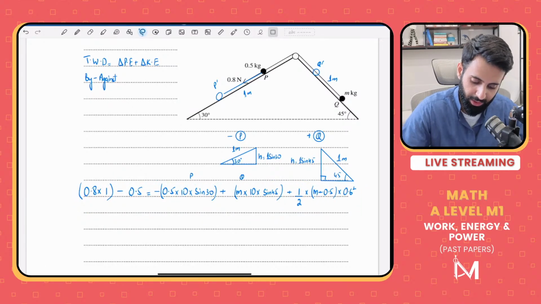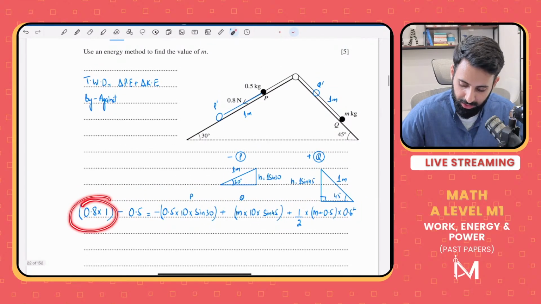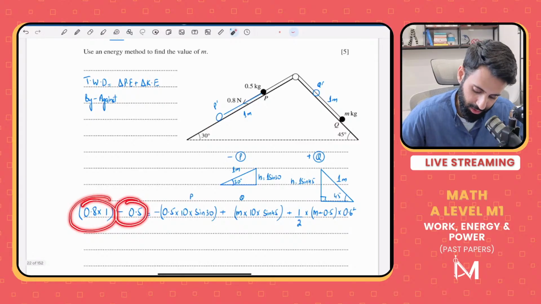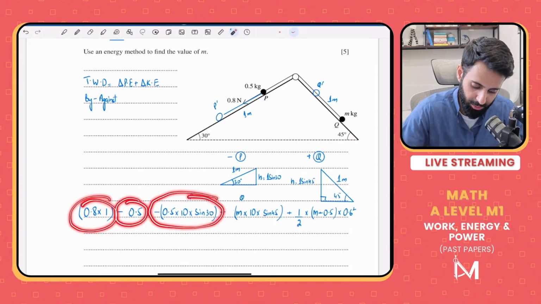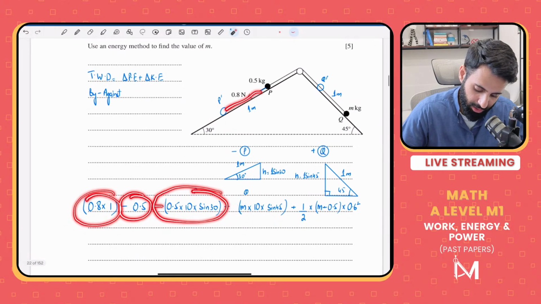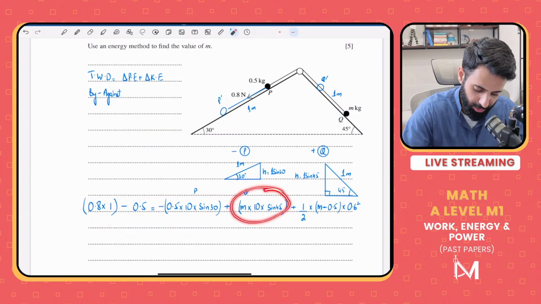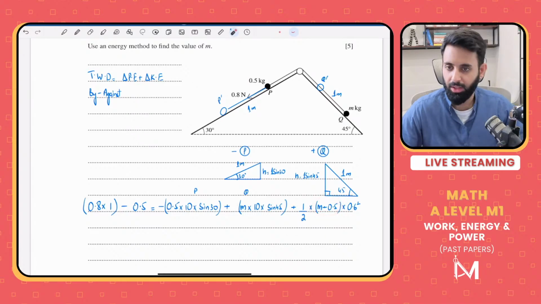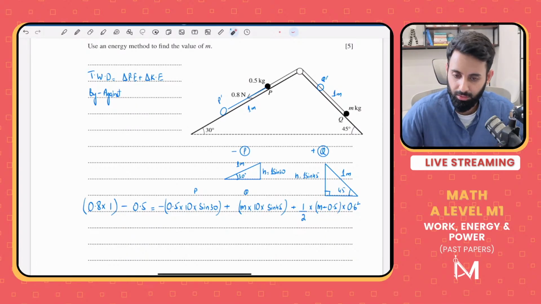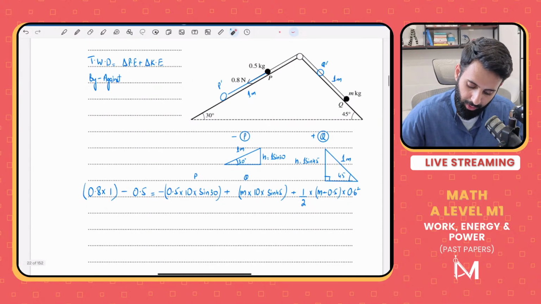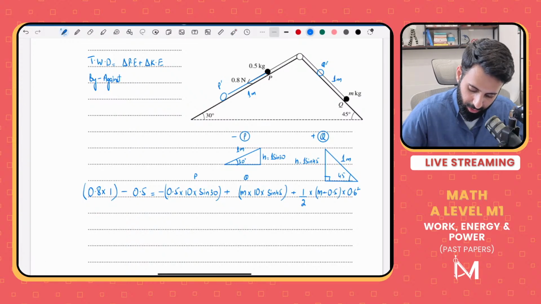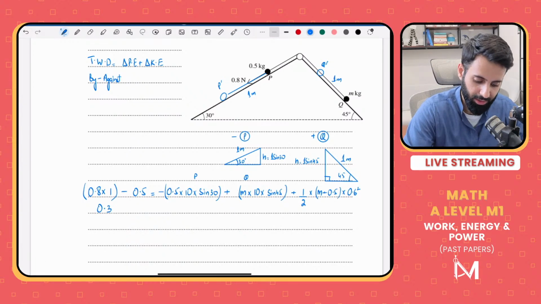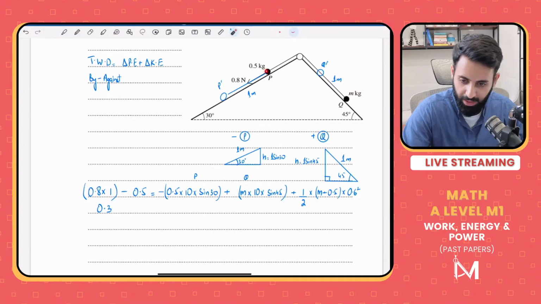Let's go over it one more time. Work done by the driving force minus work done against friction equals change in potential energy of P, because P goes down, therefore it's minus, plus change in potential energy of Q, Q goes up, therefore it's plus, plus the change in kinetic energy. Now, why are we taking their combined mass? Because they're both connected and therefore moving at the same speed. So 0.8 minus 0.5 is equal to 0.3. And why are we not considering the work done by tension? Because they will cancel out each other.